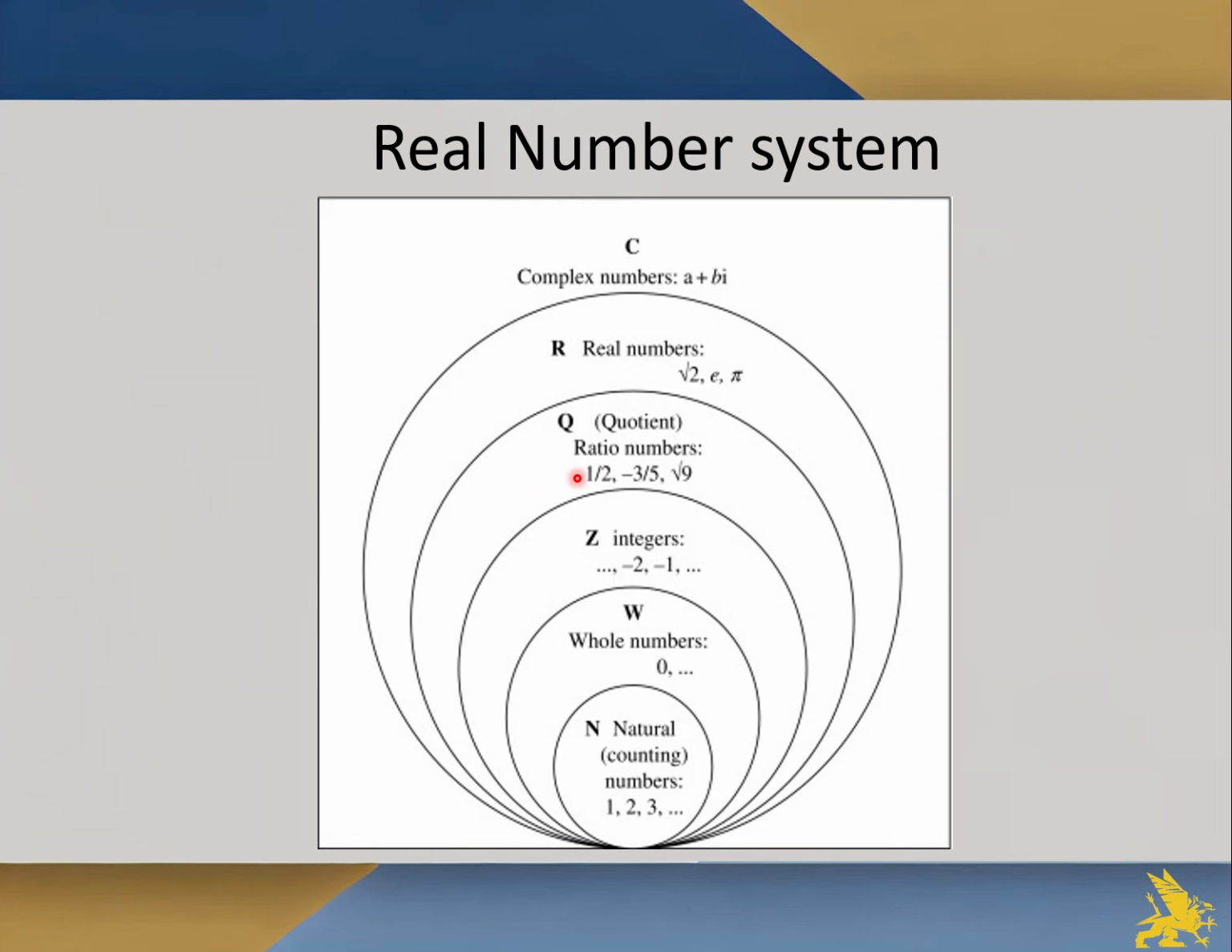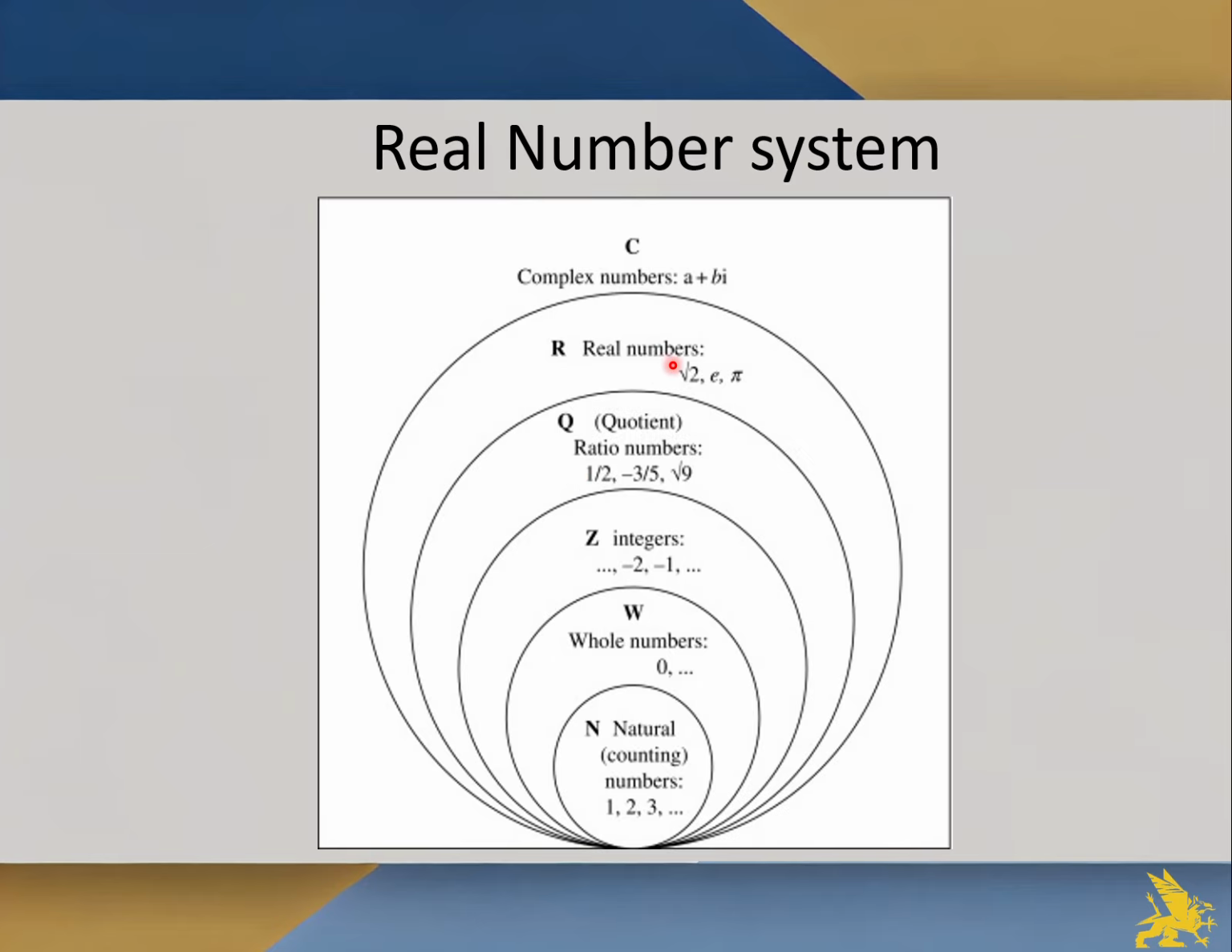Then we go into quotients, which is a fraction, or if we can write it as a fraction. So for instance, 1 over 2, we can write it, and it's a terminating decimal. We can also write it as a fraction if it's a reoccurring pattern. For instance, 1 over 3 is the same as 0.3 reoccurring.